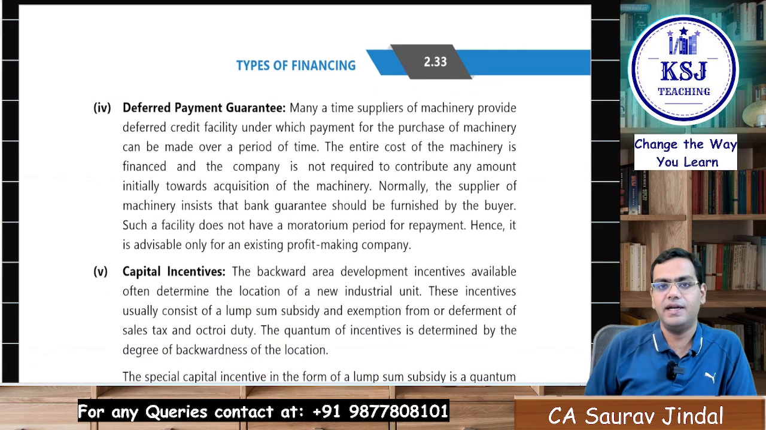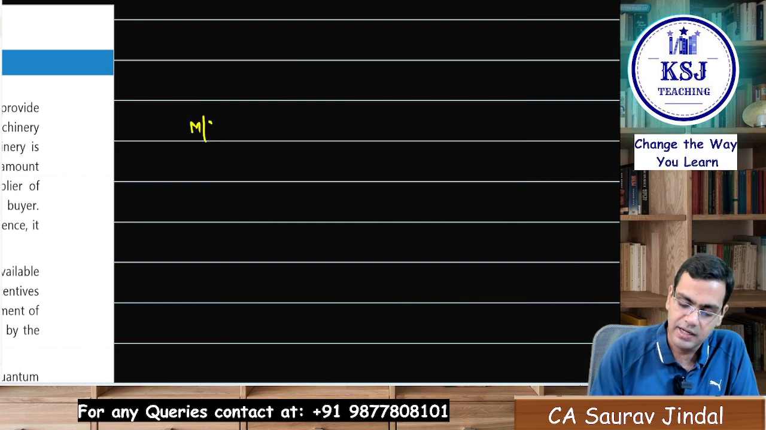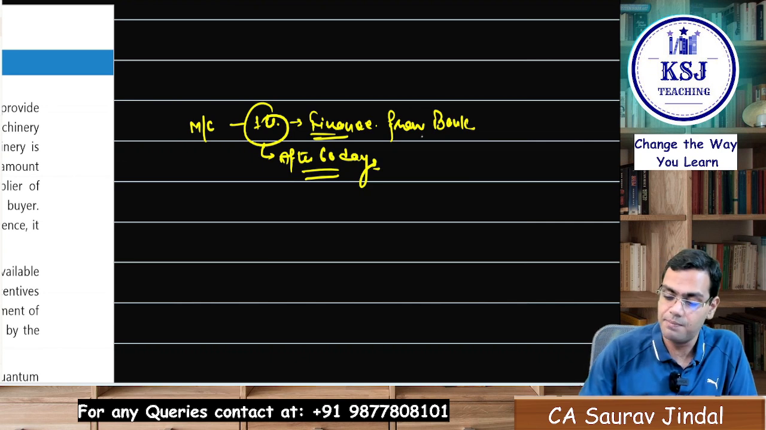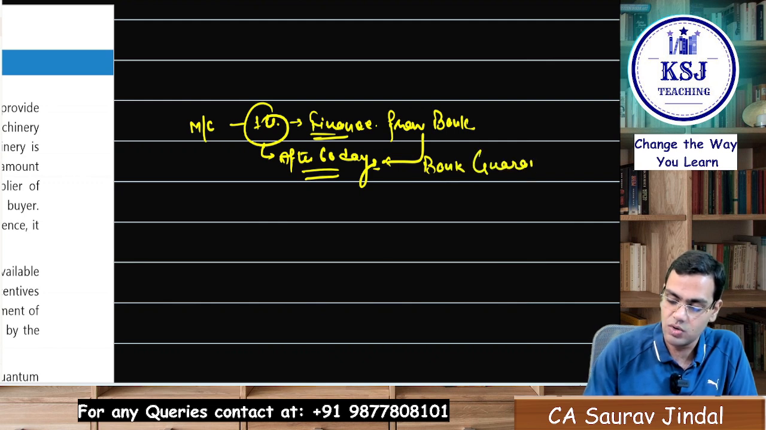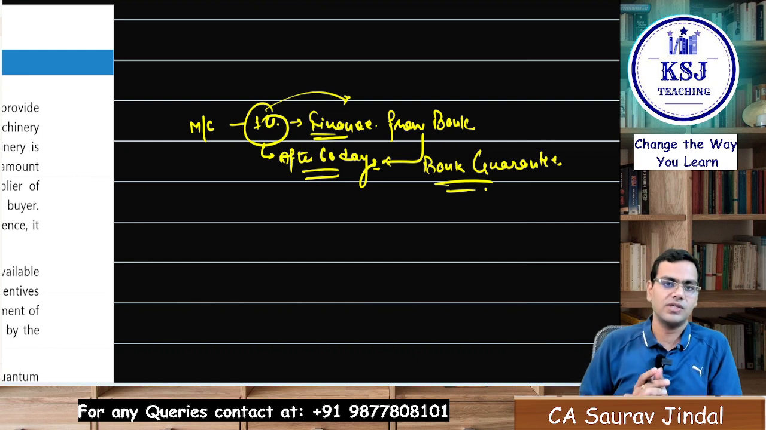Deferred payment guarantee. Let's say you want to buy a machinery, a capital asset. Let's say the machinery is 1 crore and you want to completely finance it from the bank. Now the supplier says, sir, pay this 1 crore after 60 days. He is giving us the credit period on this asset, but he requires a bank guarantee here, that this machinery is being financed from the bank. After 60 days, after the credit period, the bank will transfer the money to the supplier.